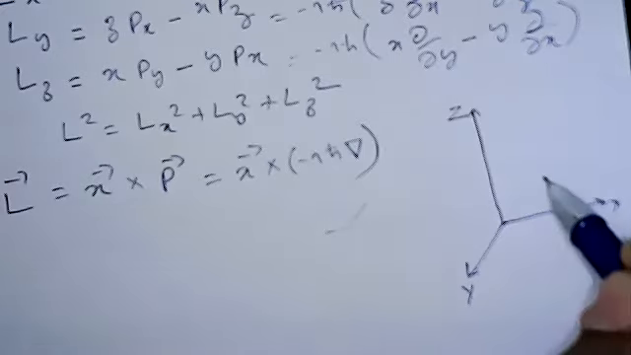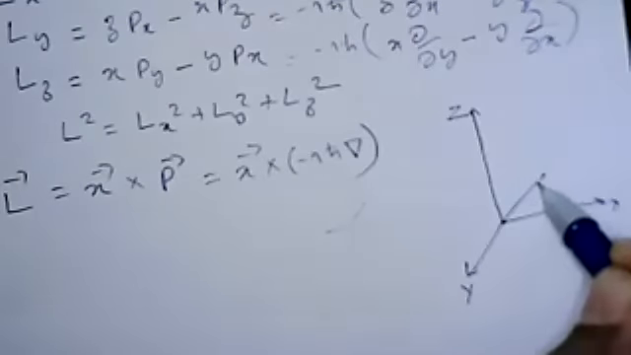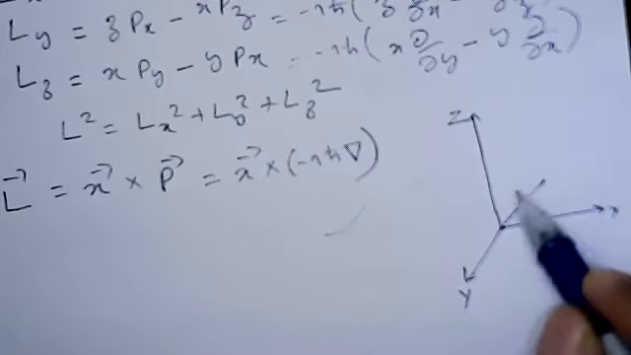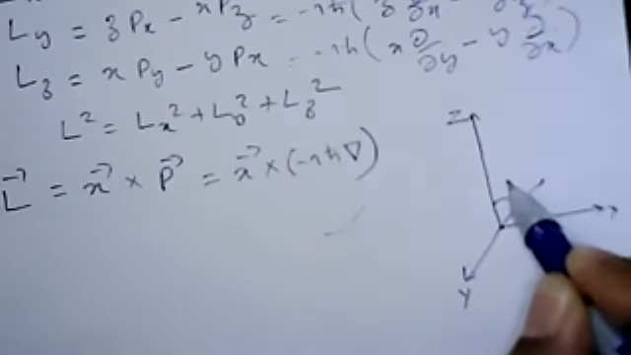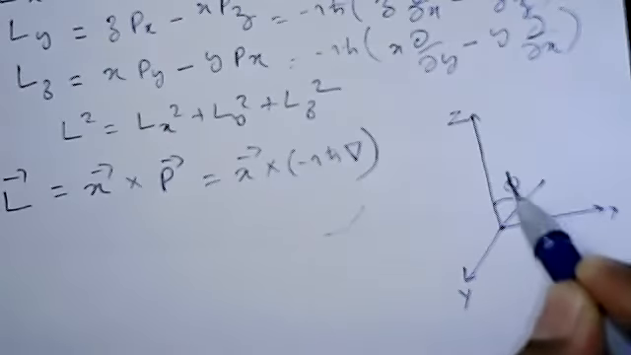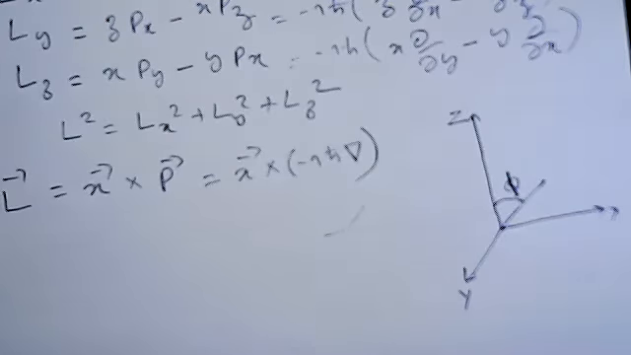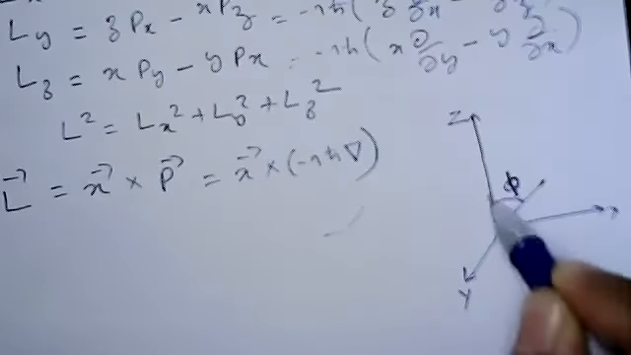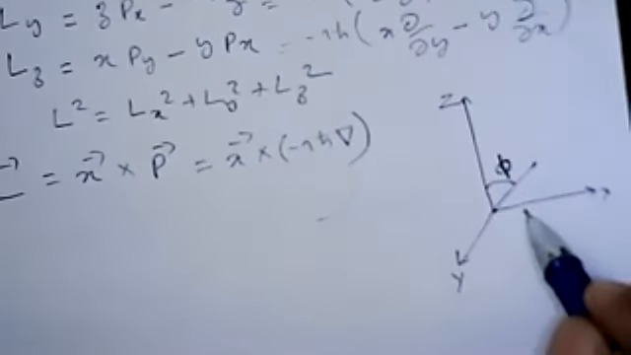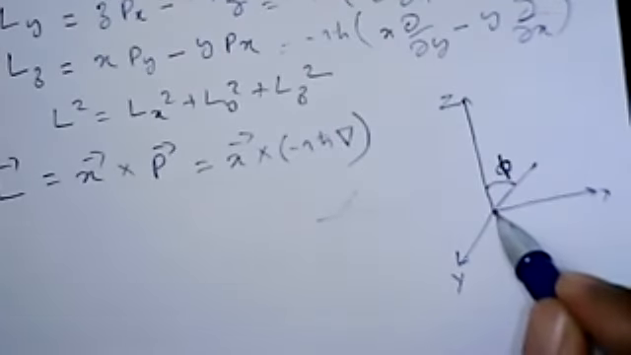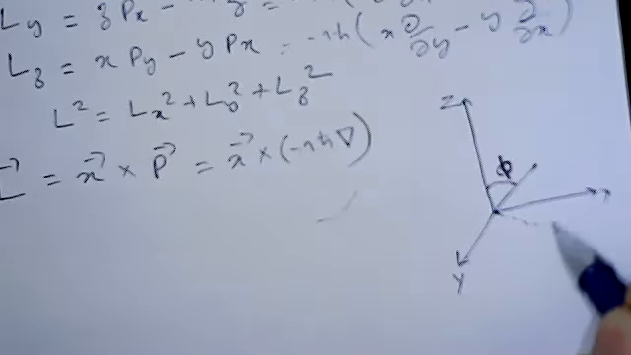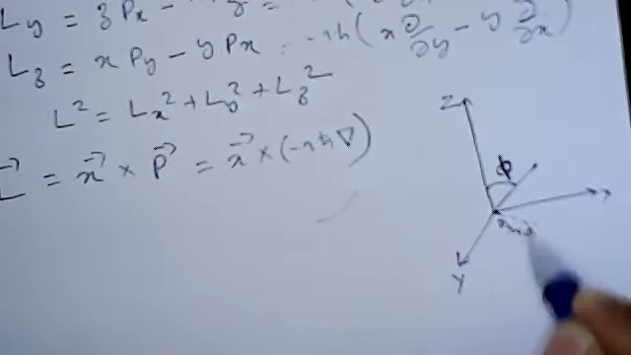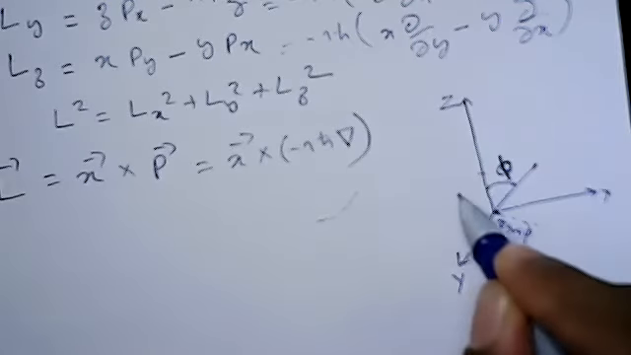Now consider a vector. This is the x vector, or r vector, vector r or vector x, and the angle with the z axis is phi. So this component is r cos phi, and its projection in the xy plane is r sin phi. This is r sin phi, and this is r cos phi.